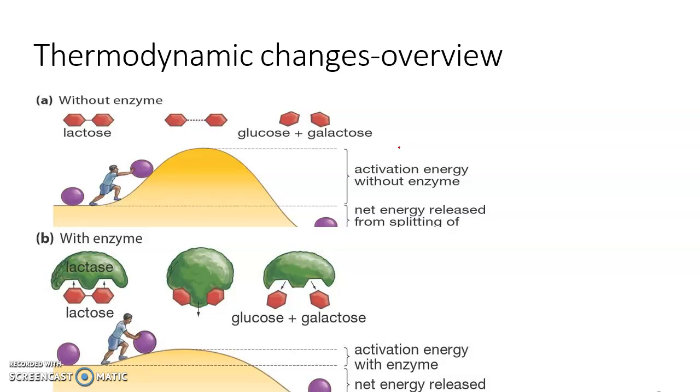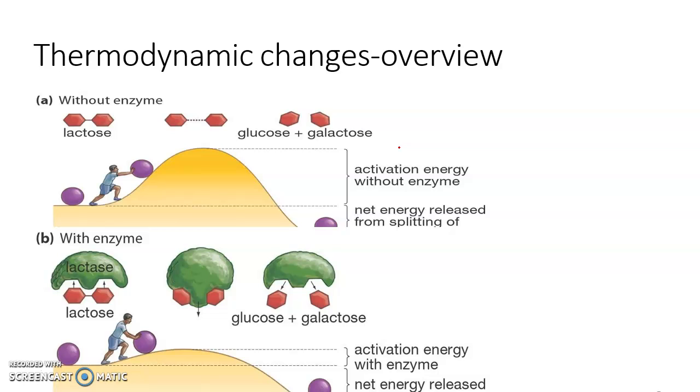Two types of diagrams are there: one is without enzyme, and another one is with enzyme. Look at it. Here the starting material is lactose. Lactose is a disaccharide, and its composition is glucose plus galactose. I am simply taking lactose as an example. In the degradation process of lactose, the final product is what? After degradation, the disaccharide will give two monosaccharide units: one is glucose, another one is galactose.